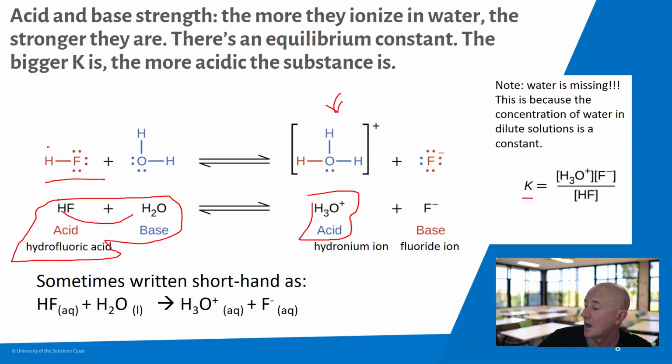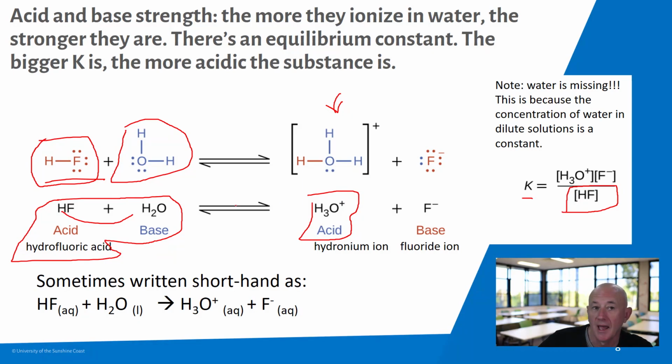And the reactants are hydrofluoric acid and water. So they go on the bottom. Now here's the little trick that people find a little bit confusing when they first start doing this. Water isn't written as one of the reactants, and the reason for that is basically for the dilute solutions that we're normally working with, the concentration of water is essentially a constant, and it's incorporated into the equilibrium value here, so it's left out. So we end up with this equation here.